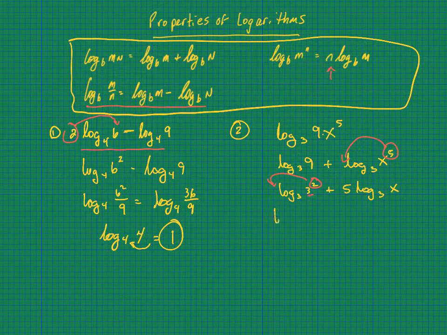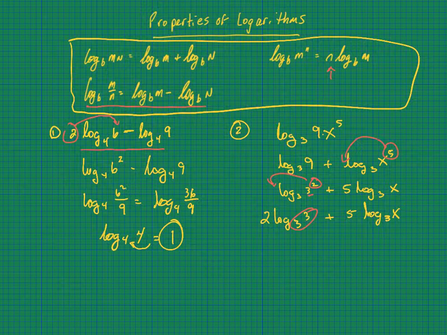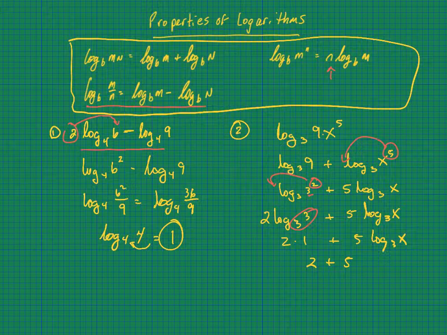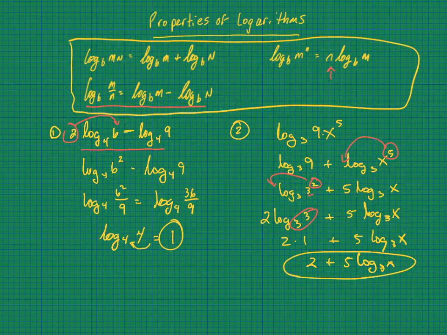So we can do 2 times the log of base 3 of 3 plus 5 times the log of base 3 of x, and we did just talk about that the log of base 3 of 3 is going to be 1. So this is 2 times 1 plus the 5 log of base 3 of x, or 2 plus 5 log of base 3 of x. And there's your 2 answers for some additional examples here on the properties of logarithms.